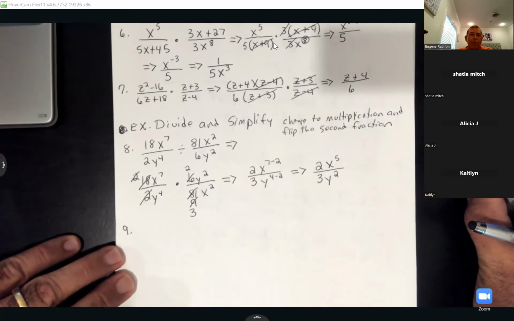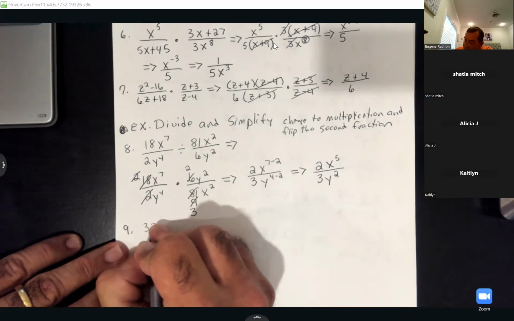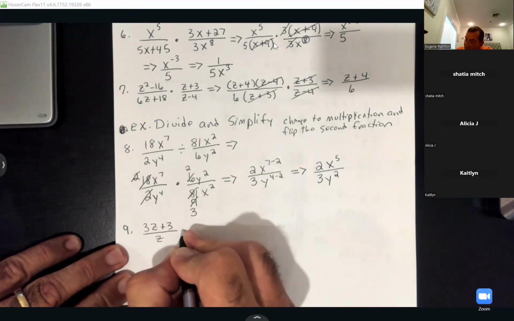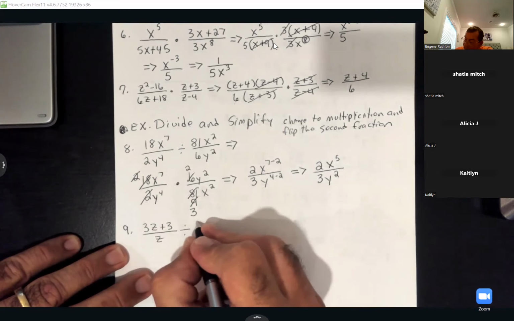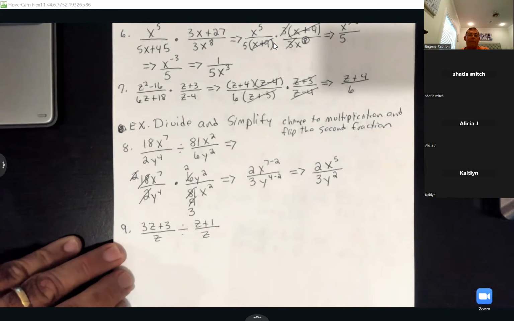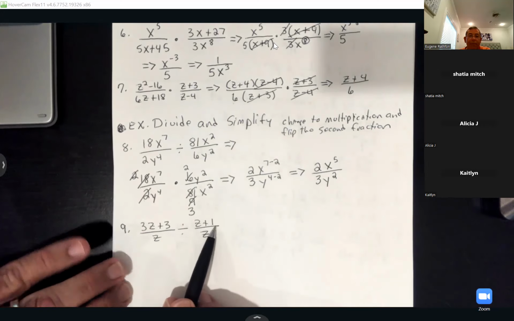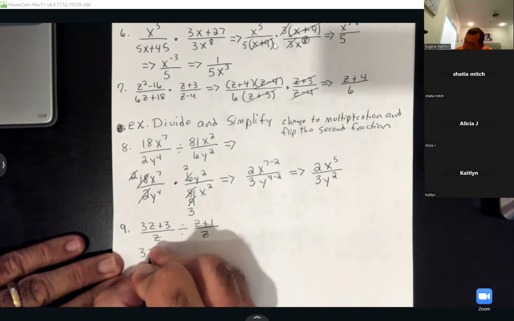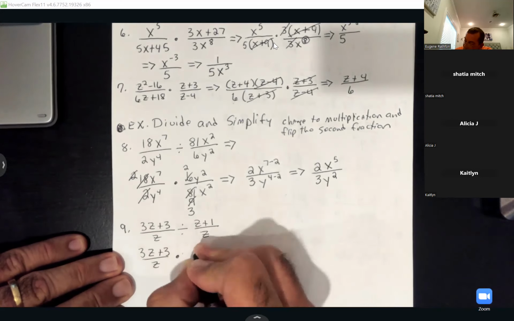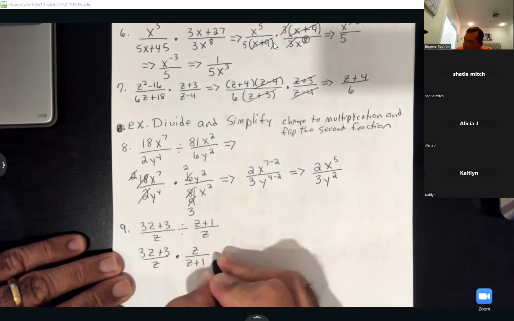All right, y'all. So let me try one more of these. So this one has a 3z plus 3 over a z divided by a z plus 1 over a z. So remember, the first thing I'm going to do, change this to multiplication and flip the second fraction. So I got my 3z plus 3 over z multiplied by a z over z plus 1.